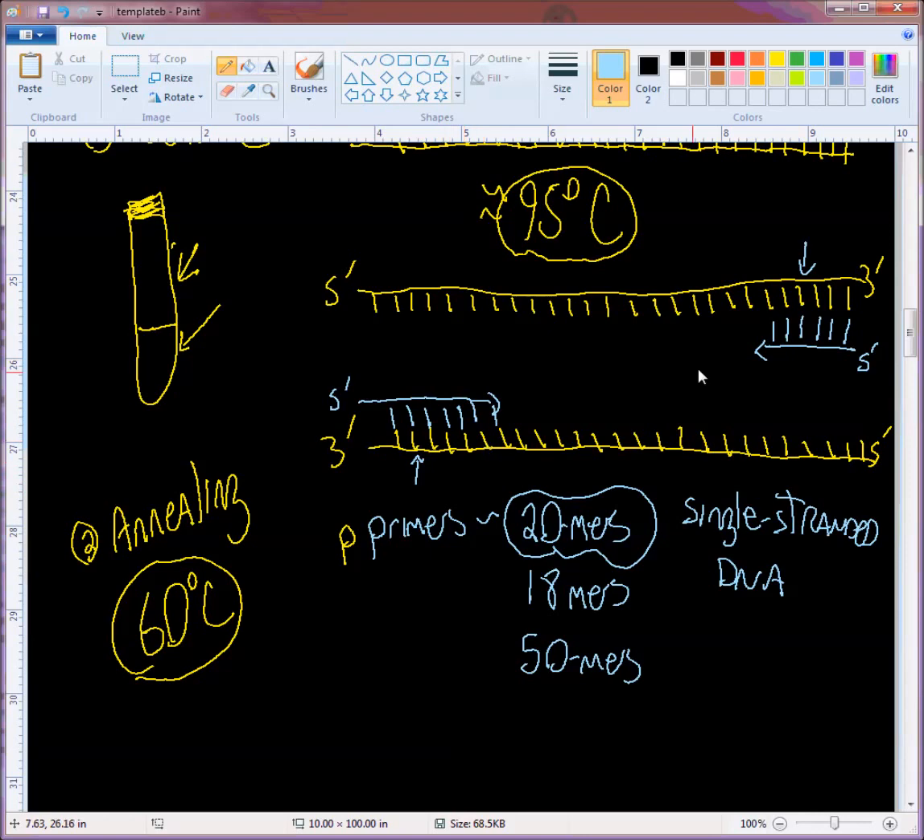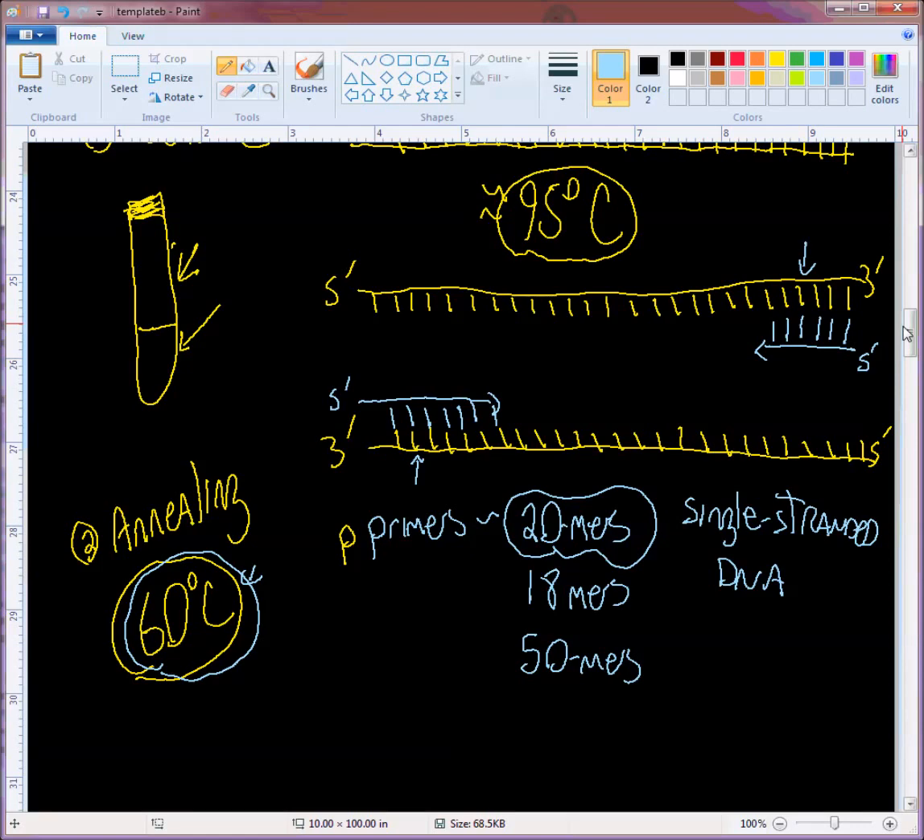Now, the reason this is annealing is because we lowered the temperature. So we're no longer at a temperature that causes the double-stranded DNA to denature. We're at a temperature that allows the primer to anneal to the complementary sites on the genomic DNA.